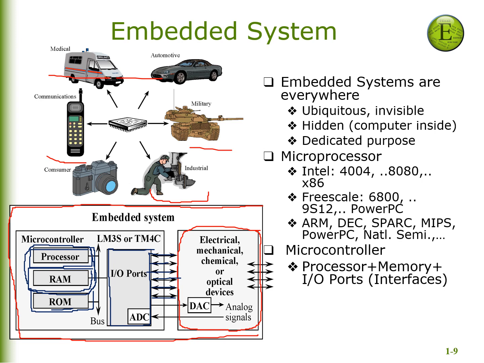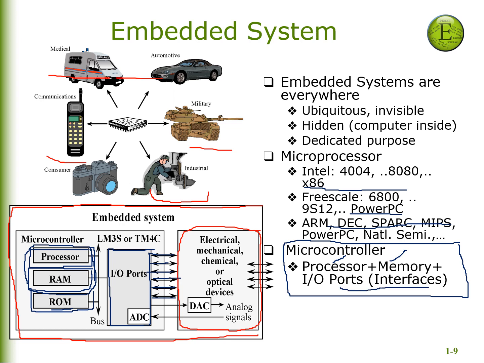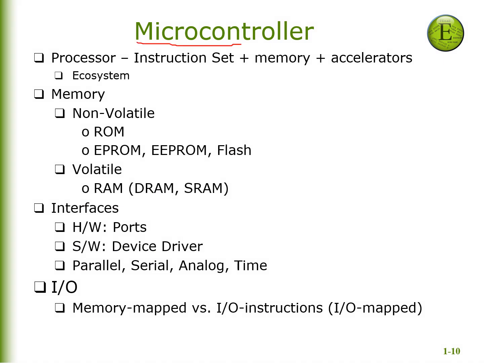So an example of a microprocessor is the Intel x86 series microprocessors, and you can name a lot of others such as ARM microprocessor, PowerPC, MIPS, etc. And a microcontroller, as we have just described, is not just a processor, it is a processor plus memory plus the input-output ports and interfaces. To summarize, a microcontroller contains a processor, memory, interfaces, and the I/O ports.